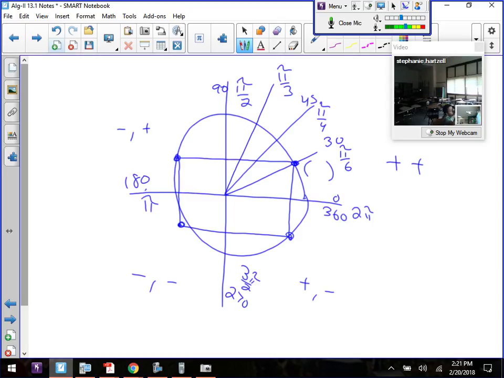Who has a multi-view calculator on them right now? Take your multi-view calculator out real quick and type in cosine of 30. It'll spit out root 3 over 2.